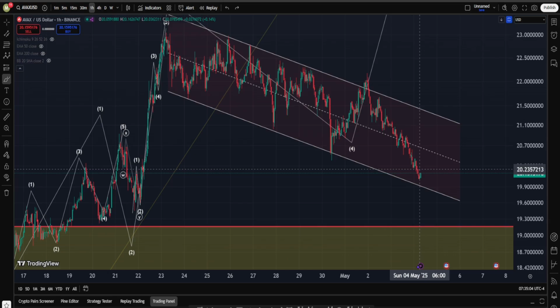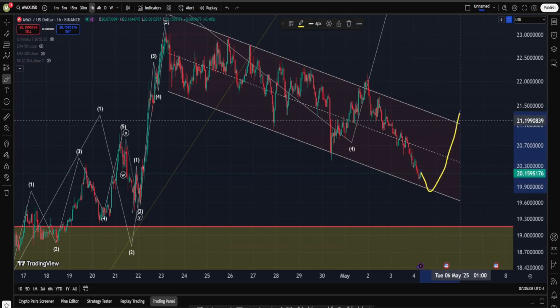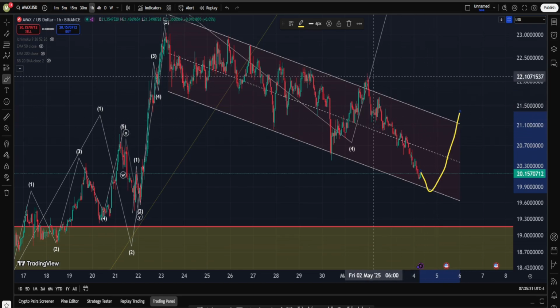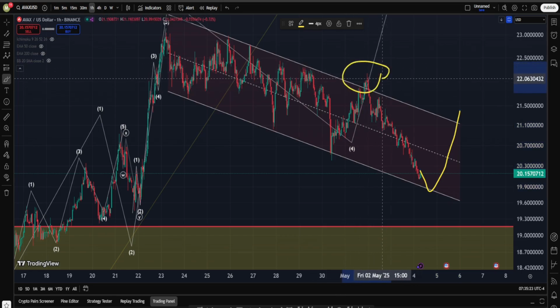Now, as you can see right now, it seems like we are very close to the lower band of this channel, and it makes sense to expect soon some sort of a bounce coming in on Avalanche. But the bounce itself is not really that important. You need to pay attention, number one, to the shape of the move, and number two, you need to see, are we going to take this important high or not?